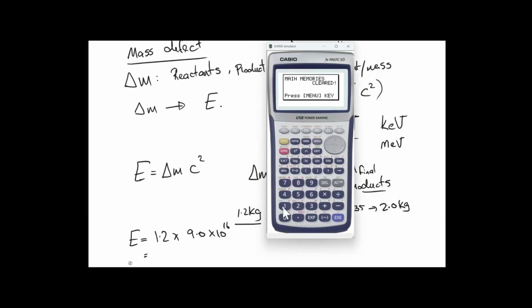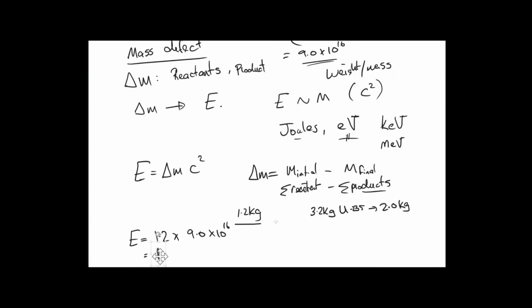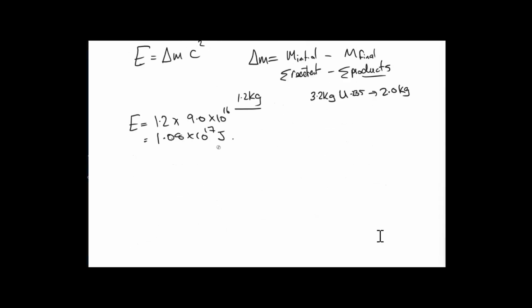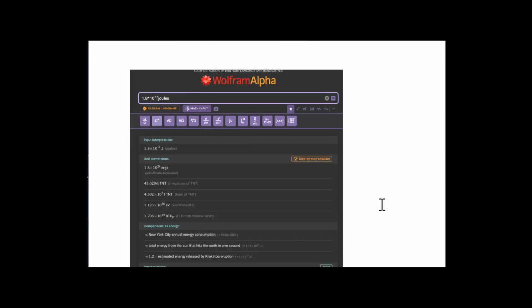Let's work out how much energy that's going to be. 1.2 times 9 times 10 to the power of 16 is 1.08 times 10 to the power of 17 joules. How much energy is that? Let's do a quick scan using our friend Wolfram Alpha. 1.08 times 10 to the 17 joules. A lot. So 43.02 megatons.